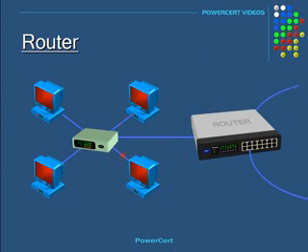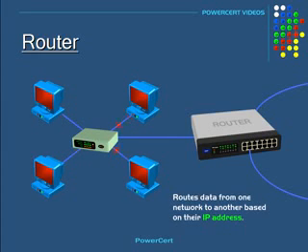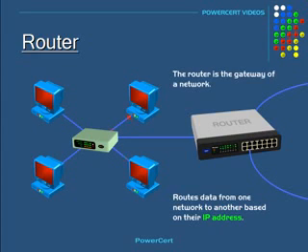Now a router does exactly what its name implies. A router is a device that routes or forwards data from one network to another based on their IP address. When a data packet is received, the router inspects the data's IP address and determines if the packet was meant for its own network or if it's meant for another network. If the router determines that the data packet is meant for its own network, it receives it. But if it's not meant for its own network, it sends it off to another network. So a router is essentially the gateway of a network.